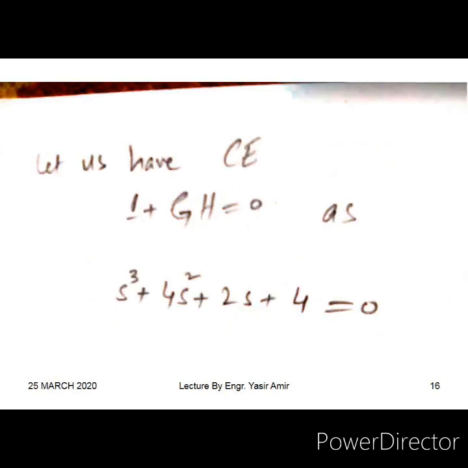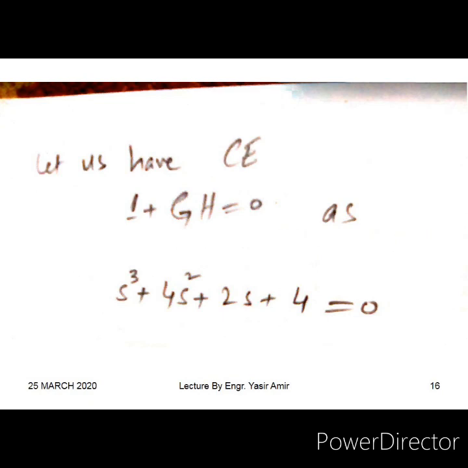In order to understand this method, let us consider a characteristic equation 1 plus gh given as s cube plus 4s square plus 2s plus 4 equals to 0. This is actually the denominator of the closed loop transfer function. The transfer function is not given here, just the denominator, and that denominator is called the characteristic polynomial, and when we equate it to 0 we get the characteristic equation. So we have a characteristic equation of some system which is written over here in this slide.